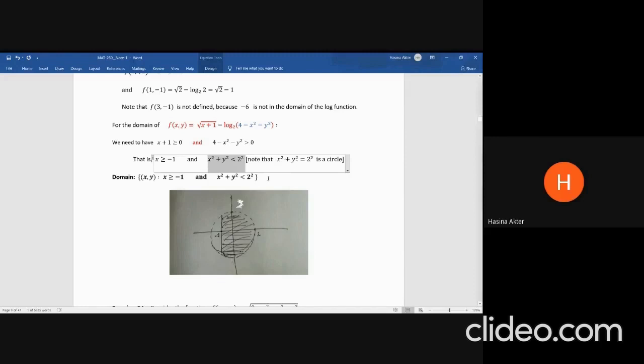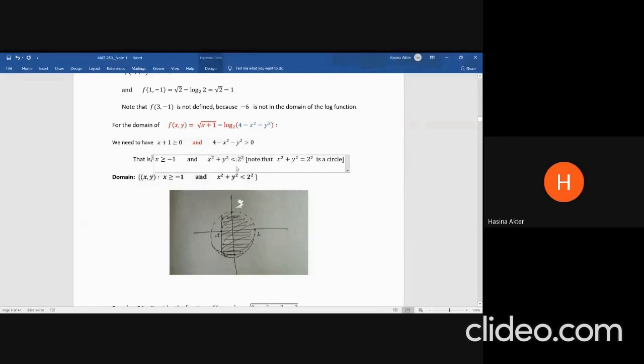So now I have two inequalities. One is x greater than or equal to -1, the other one is x squared plus y squared less than 2 squared. Okay, so let's start with this interior of the circle. Please take paper and pen and draw the circle.